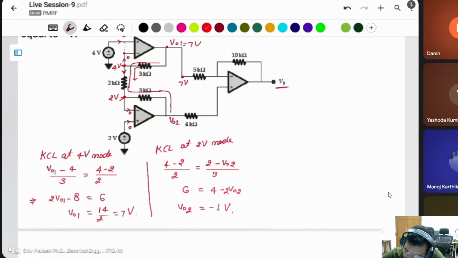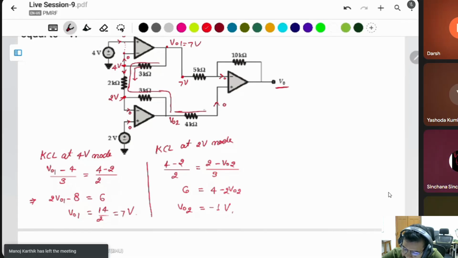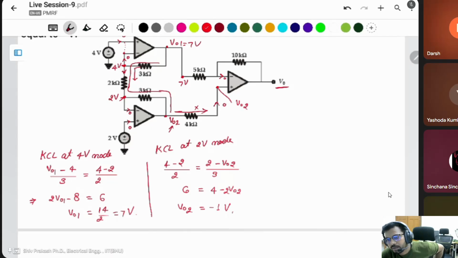But in the op-amp, you know this current will be 0 because of high impedance. Both are 0 current, it means there is no current passing through it. It means this V02 voltage is the same as this node because there is no current flowing through it. Zero current flowing means there is 0 voltage drop, so the same voltage appears at this node also, and this is a virtual short. This is also V02, which is equal to minus 1 volt.